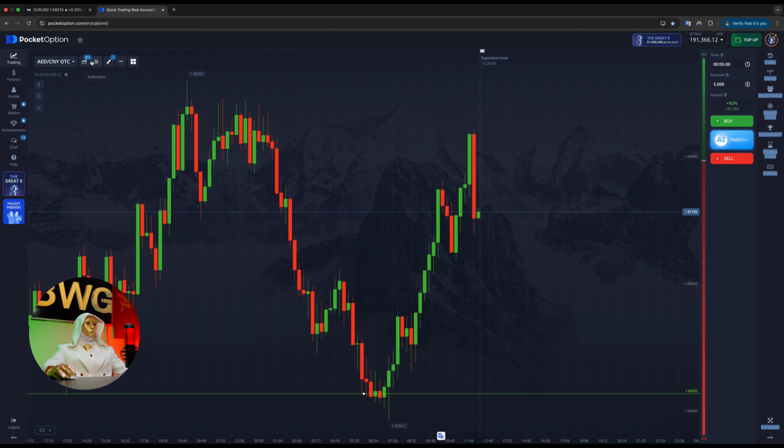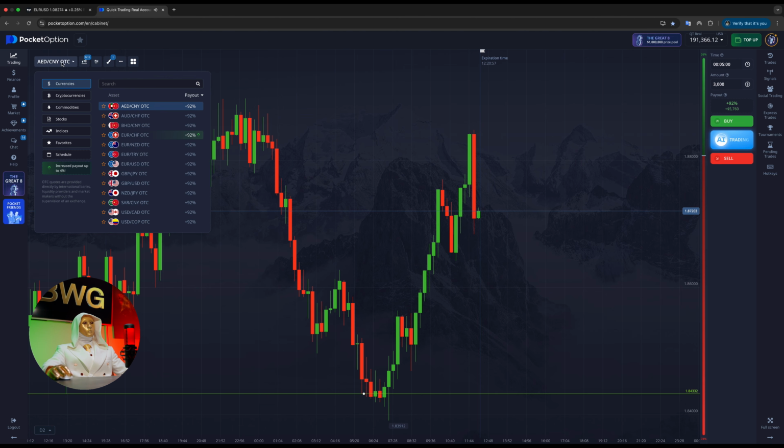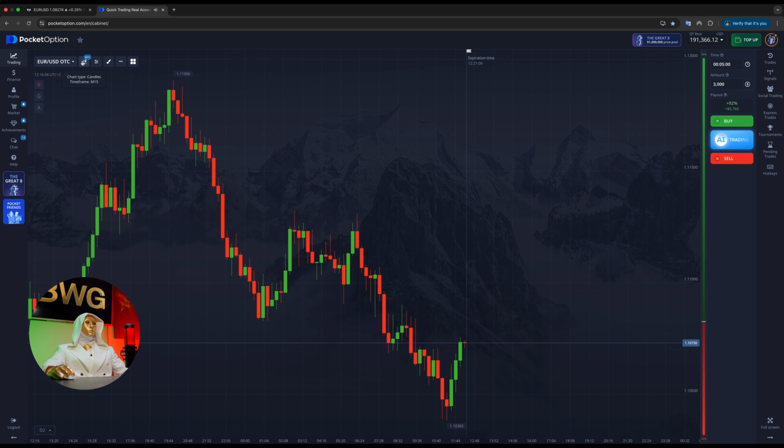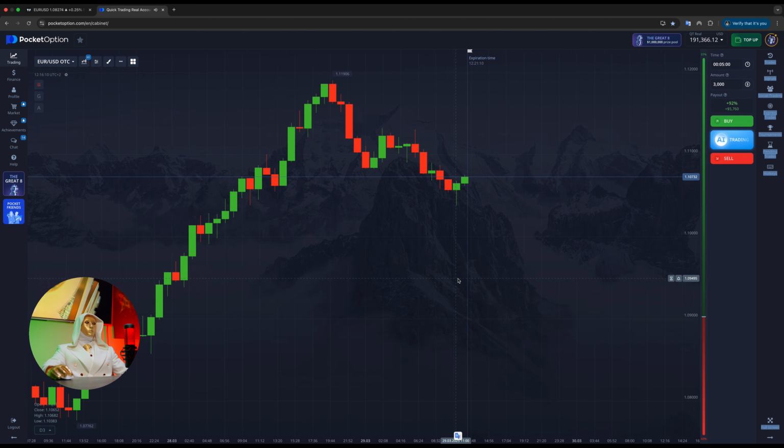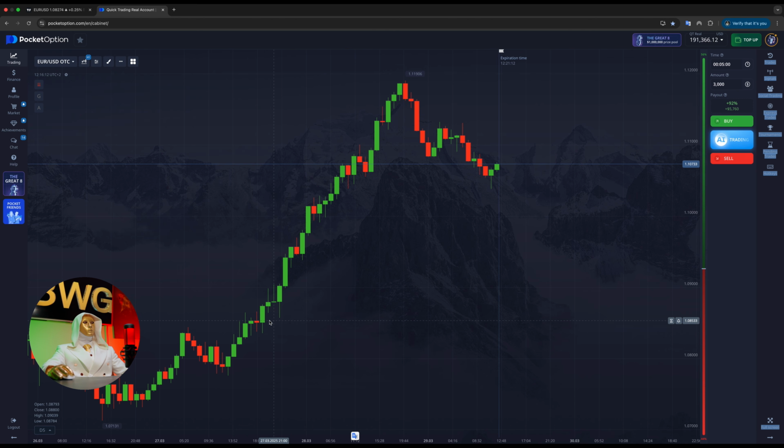Okay, I believe that's clear. Let's open some other asset. Let's see, for example, the same classic EUR/USD, only the OTC market. Let's open an hourly time frame to understand how the price moves in general. As you can see, this is a classic representation of the OTC market.